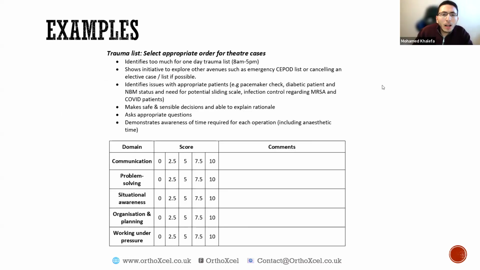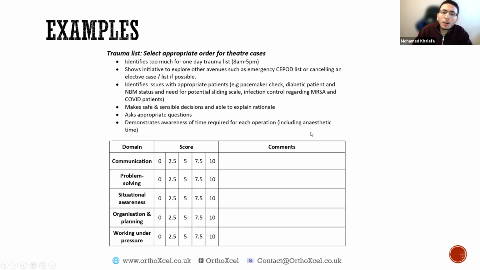So this gives you a flavor of what you think about. And this is what you have to look for. They say they score you for that, and this is similar to what they score you on. Identify this is too much for one-day trauma. Show initiative to explore other avenues such as a CEPOD list or cancelling a case, for example. Identify issues with patients: pacemaker check, diabetic patient, NBM status, need for sliding scale, infection control regarding MRSA, COVID patients. Make a safe and sensible decision and explain it. Ask appropriate questions and demonstrate awareness of the time period for each operation, including anaesthetic time.